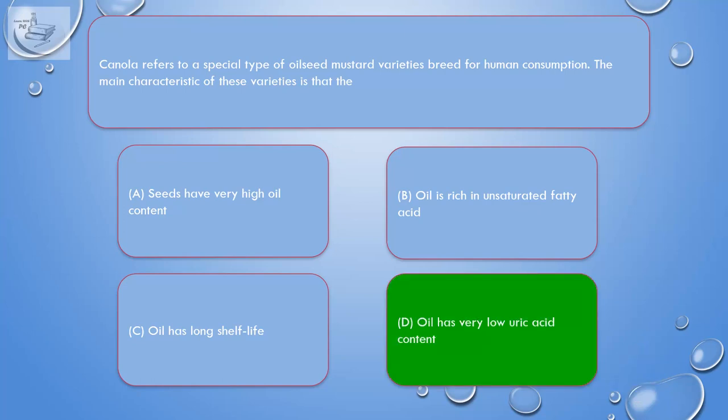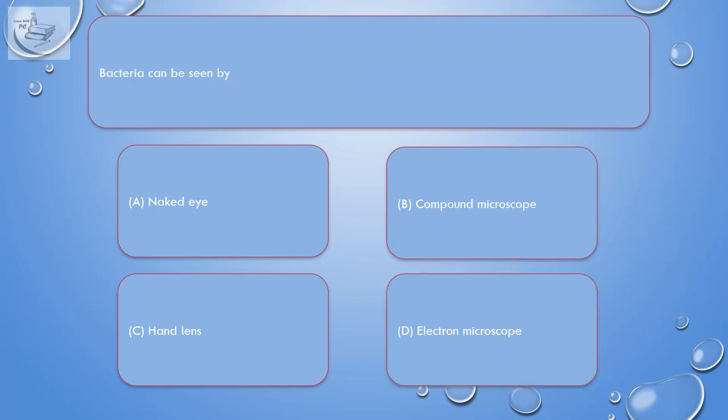Correct answer is D. Oil has very low uric acid content. Question: bacteria can be seen by A. naked eye. B. compound microscope. C. hand lens. D. electron microscope. Correct answer is B. compound microscope.